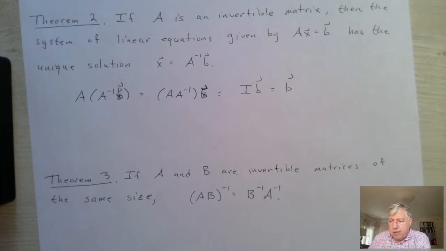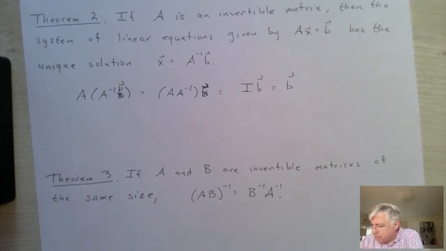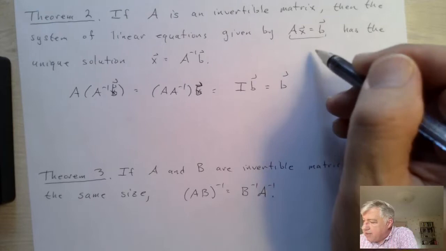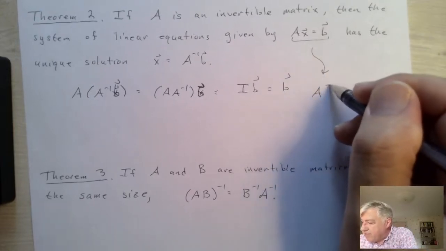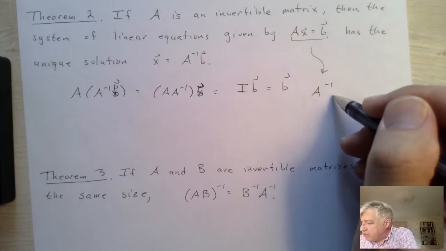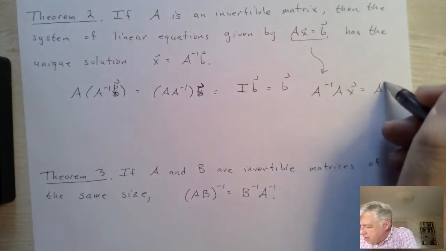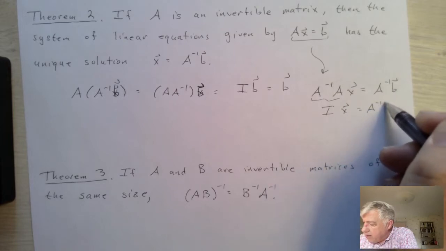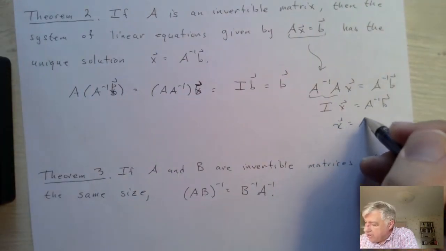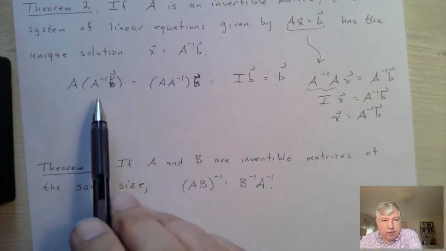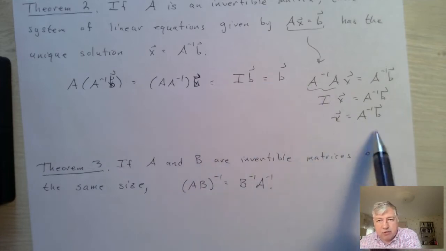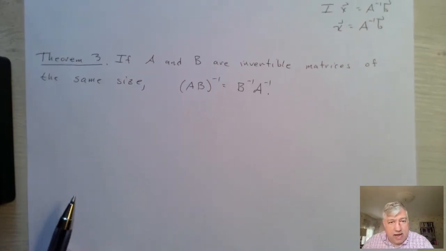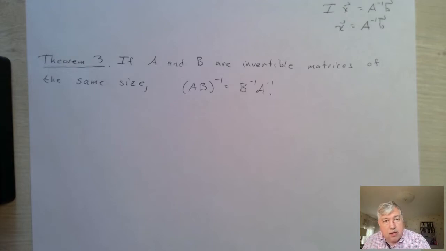So A inverse B is a solution. And in fact, if we start from AX equals B, and we already know that an inverse exists, we can just multiply by A inverse on both sides. Once again, this is I, and so X is going to be A inverse B. So here we show that A inverse B is a solution, and then here we show it's the only solution.